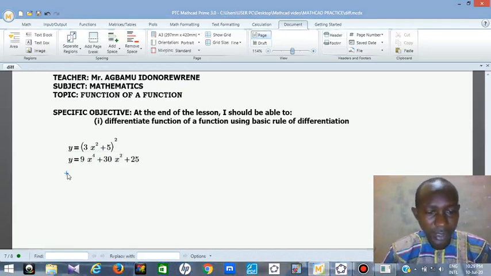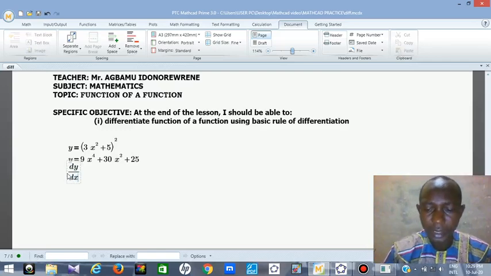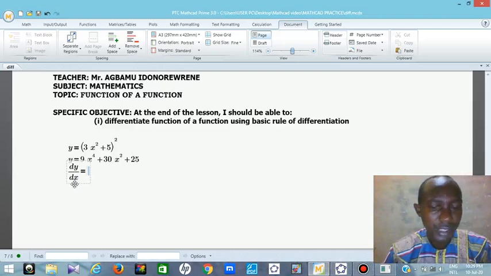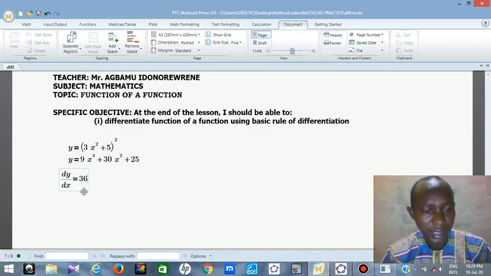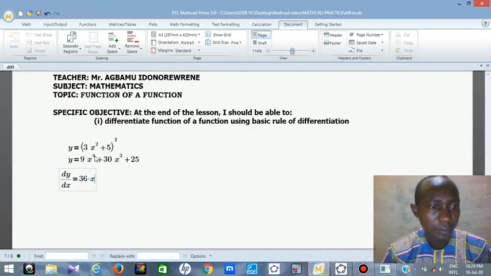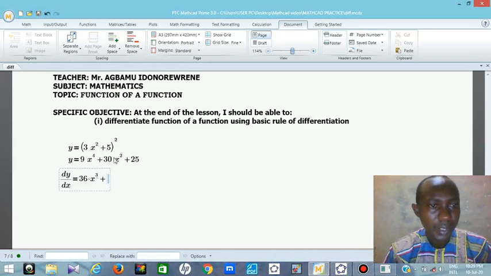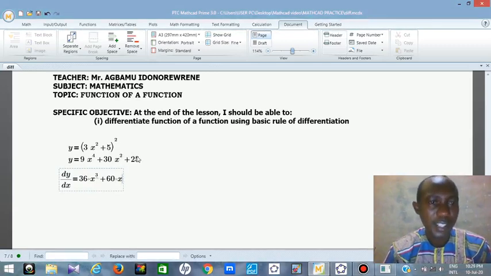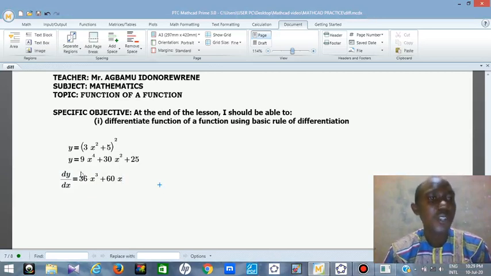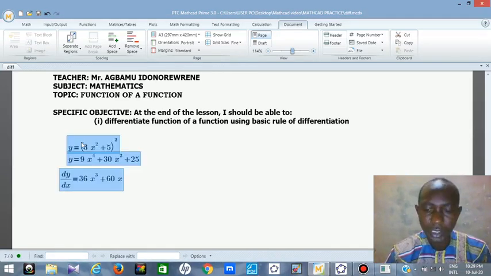Now if I differentiate this with our basic rule, dy/dx, we get 9x raised to power 4 giving 9 times 4, which is 36x raised to power 4 minus 1, which is 3. The next term, 2 times 30, gives us 60x, since 2 minus 1 is 1. Then 25 is a constant, and the derivative of a constant is 0. So this is your answer when you differentiate this function.